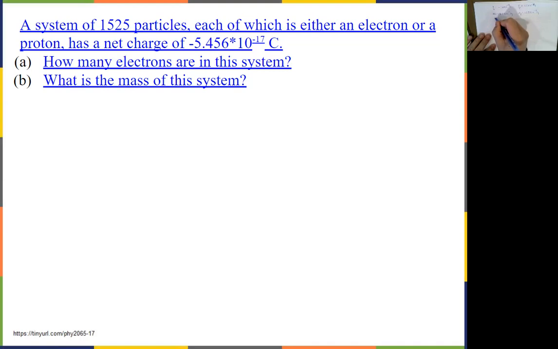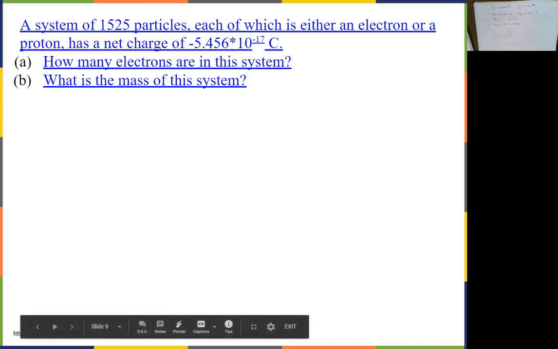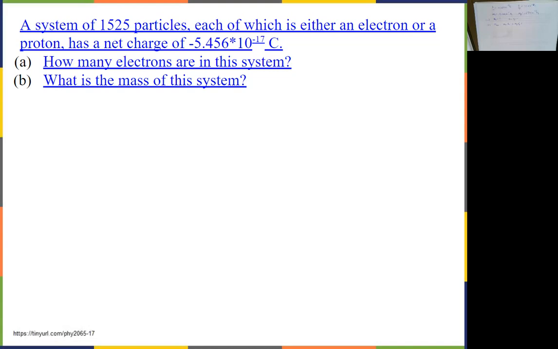You're looking for the number of electrons in part A, so N sub e. At the same time, you can solve for the number of protons, N sub p. Then you can calculate the total mass. Total mass is equal to the mass of an electron times the number of electrons plus the mass of a proton times the number of protons. You can give it a try, and we can take a look at the solution in a couple of minutes together.